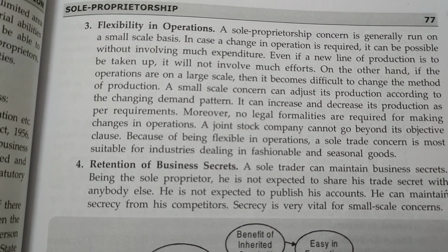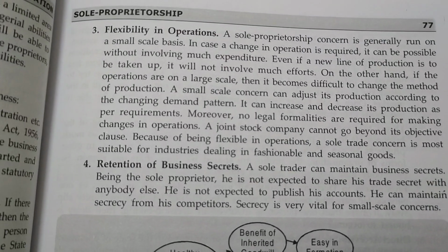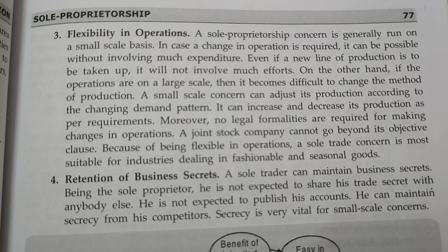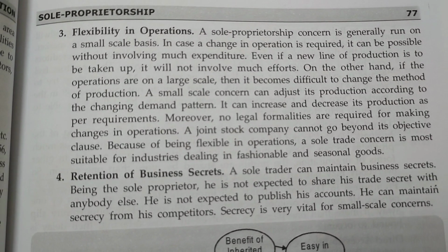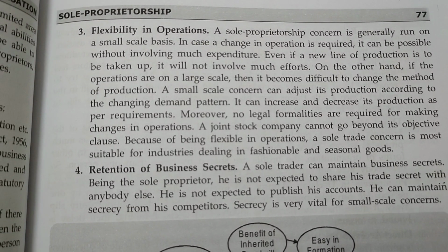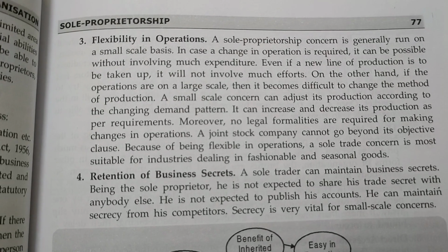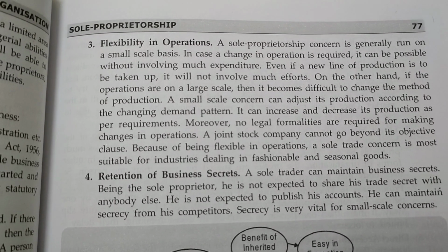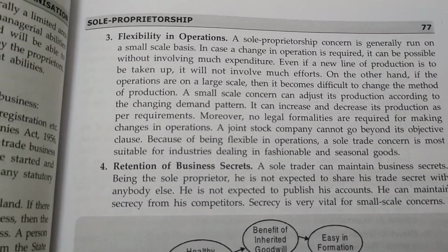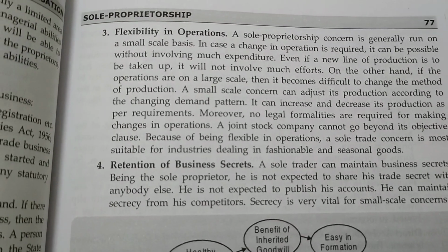Here we don't have any branches. We have only one branch, and that one branch is controlled by only one person. So the person will concentrate totally on that business only, because it is a small scale business. So it is flexibility in operations, because the expenditure will be less as compared to a large scale business. Those who want to be flexible in their operations, those who want to reduce expenditure, can start the sole trade concern. Clear? And this business is mainly run on a seasonal basis only.